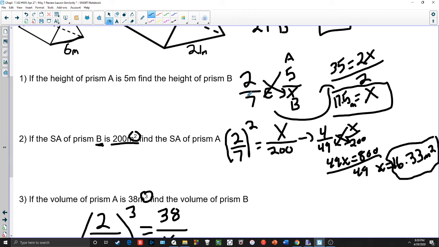And when you square or cube, you always do it to the scale factor fraction, not the fraction with the x, but the scale factor fraction in most cases. You never cube or square the non-scale factor fraction, essentially.